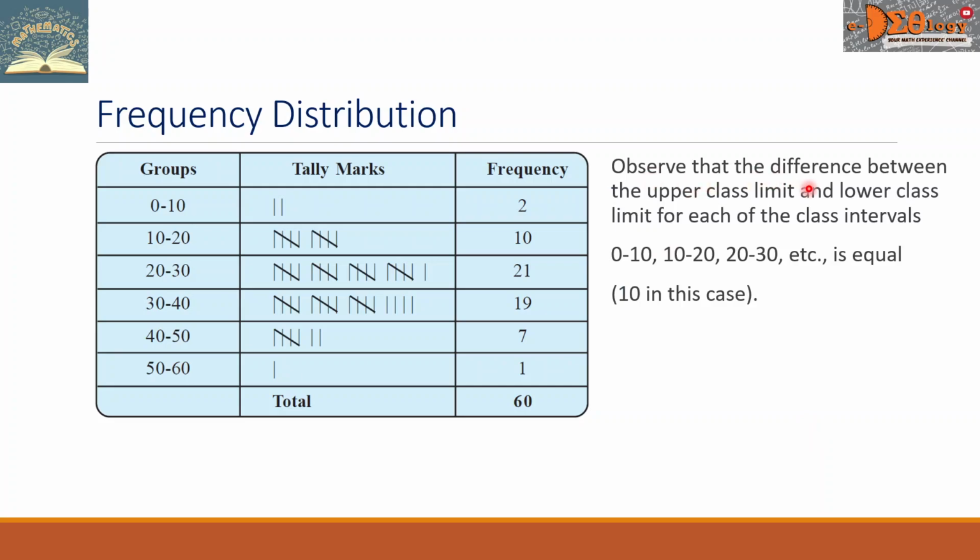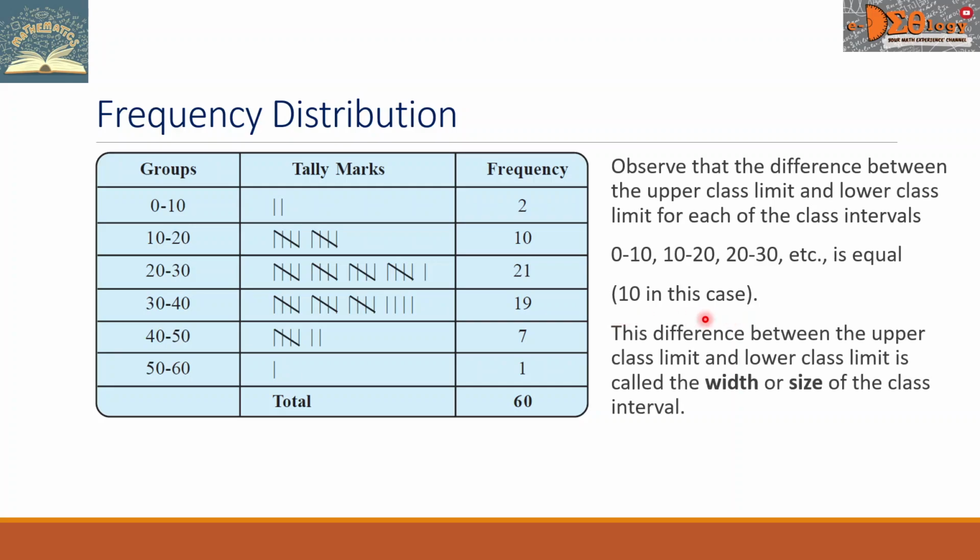Observe that the difference between the upper class limit and lower class limit for each of the class intervals, say 0 to 10, 10 to 20, 20 to 30, etc., is equal, which is 10 in this case. This difference between the upper class limit and lower class limit is called the width or size of the class interval.